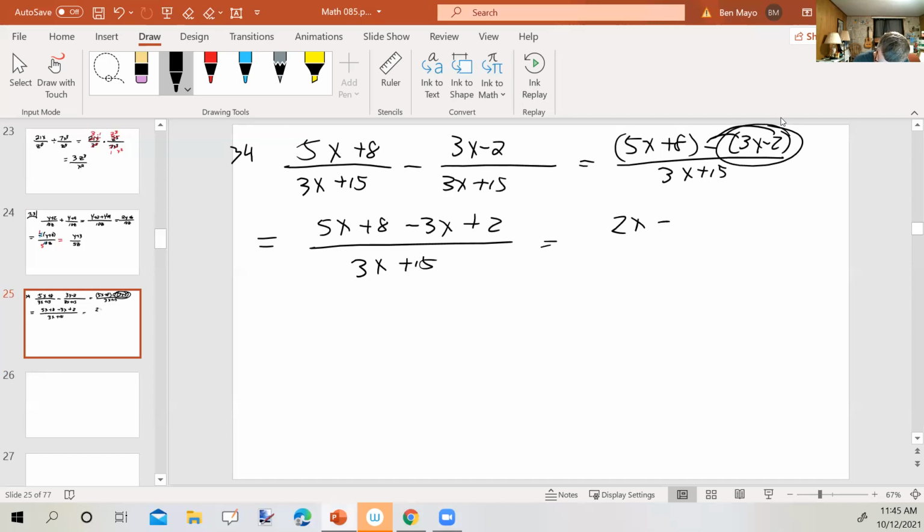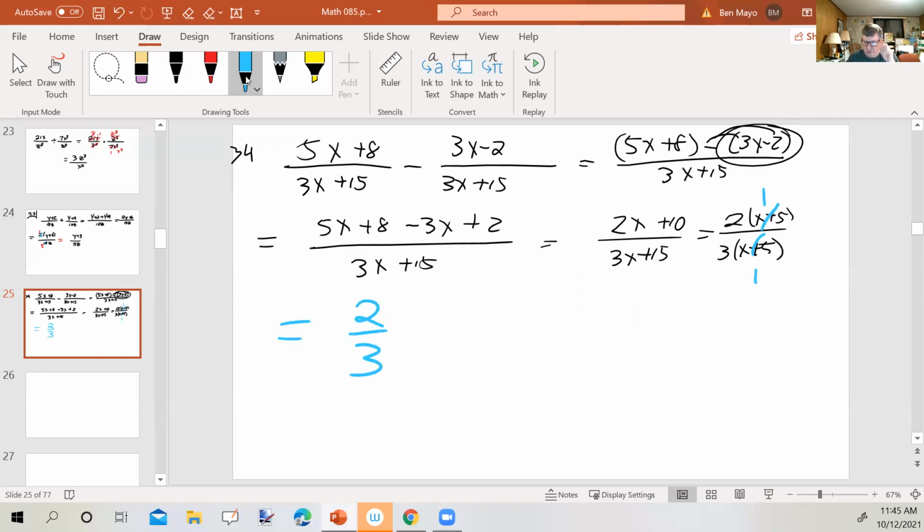Combining like terms, we get that. I could factor a 2 out of the top and a 3 out of the bottom and reduce out common factors and get 2/3. Okay, let's see here.